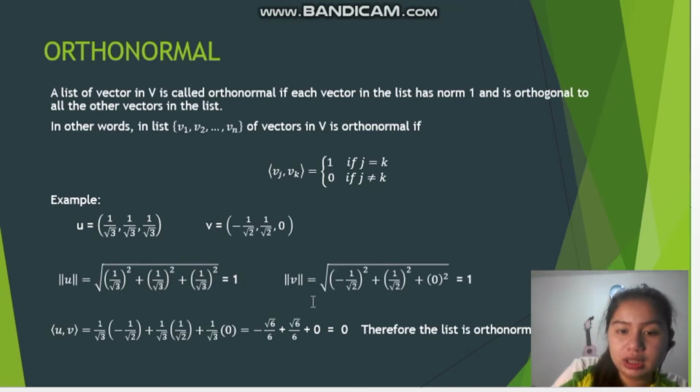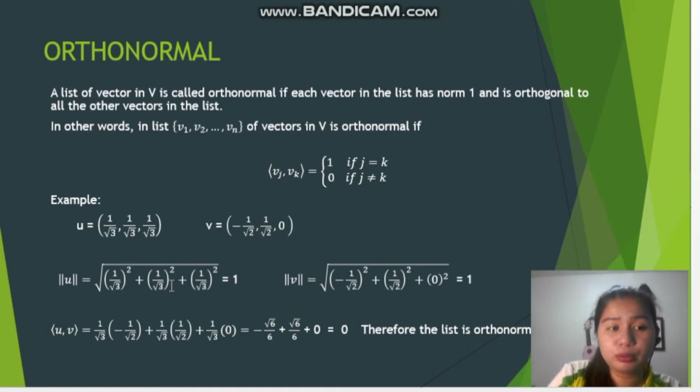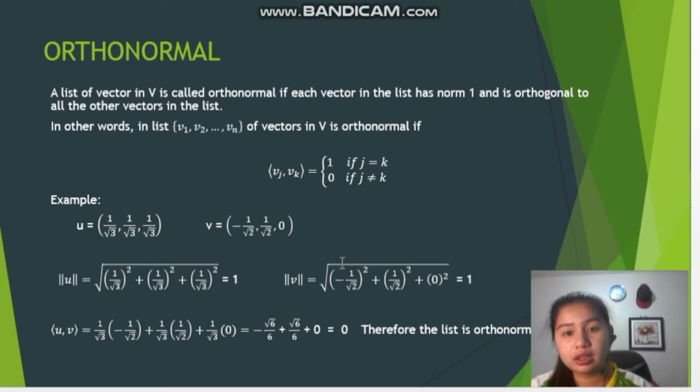Dito naman sa V, kapag kinuha naman natin yung norm, again, yung kanina pinakita ko yung formula, ganun yung formula niya. So, we have square root of negative 1 over square root of 2 squared plus 1 over square root of 2 squared plus 0 squared equals 1. So, therefore, ang norm ni U at ang norm ni V ay 1. So, hindi pa natin masasabi na orthonormal.